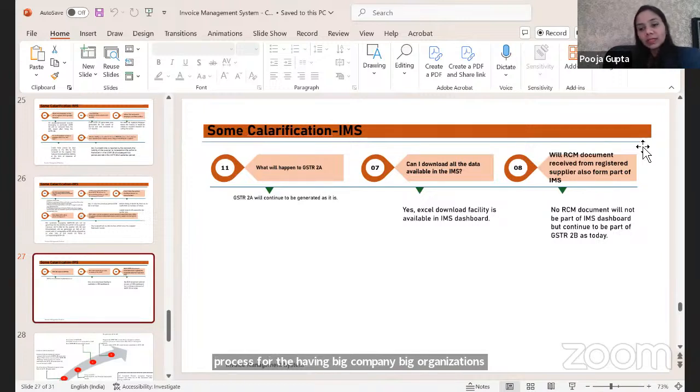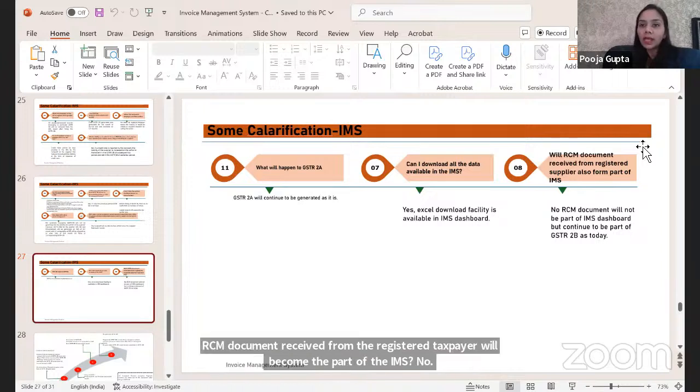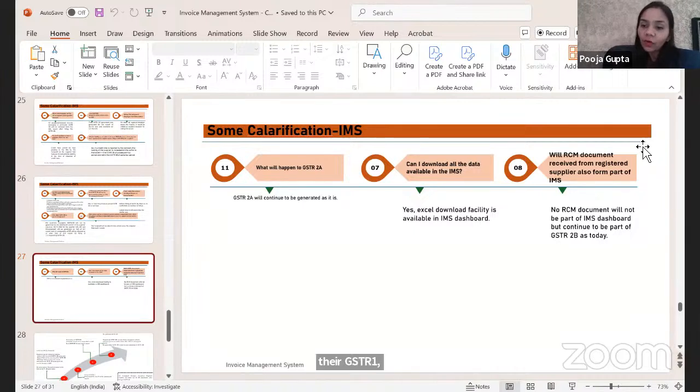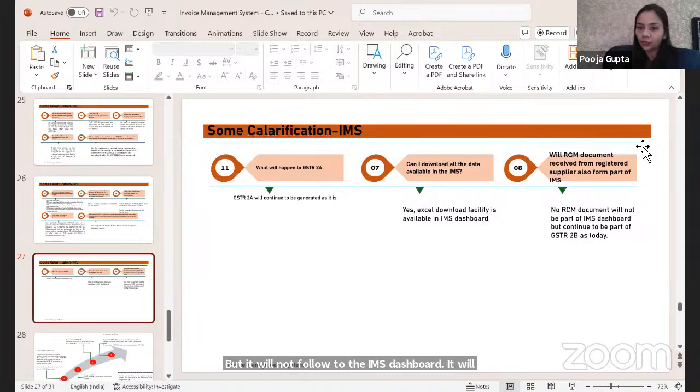Will an RCM document received from a registered taxpayer become part of the IMS? No. Even if the registered supplier is showing the invoice in their GSTR1, in GSTR1 IFF, or in GSTR1A, it will not flow to the IMS dashboard. It will become part of the 2B, but not the IMS dashboard. Hence, RCM documents will not flow through the IMS. All the tax invoice documents will flow through the IMS dashboard, but not the RCM ones.